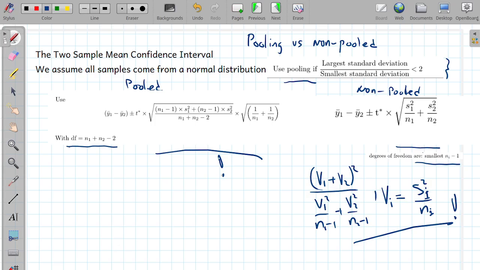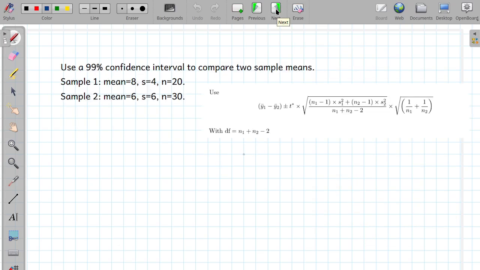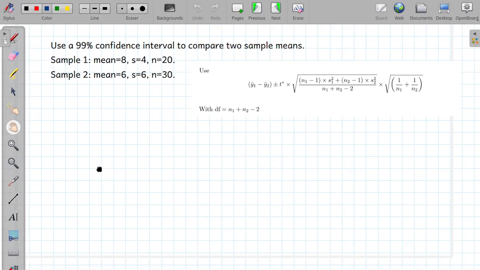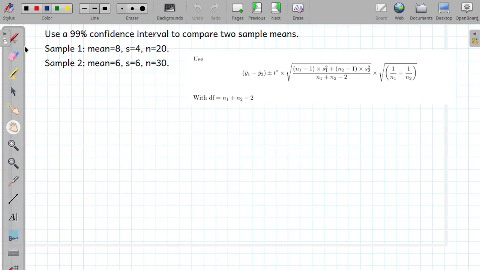Okay, well, we've got examples ready to go. Let's take a look at those. We're going to do a 99% confidence interval to compare the two sample means, keeping it very simple. Here's the numbers. Sample 1 has a mean of 8, standard deviation is 4, sample size is 20. For sample number 2, the mean is 6, the standard deviation is 6, and the sample size is 30. So let's check and see, do we use pooled or not?